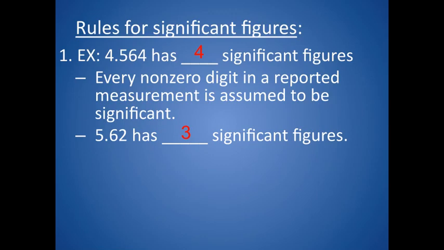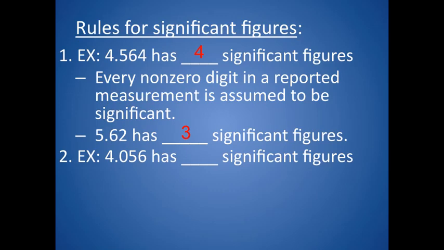Rule number 2. 4.056 has blank significant figures. Okay, so we've got a 0 in there. So what do we do with that 0? Well, in this particular case, this measurement also has 4 significant figures. 1, 2, 3, 4. So these are all significant.